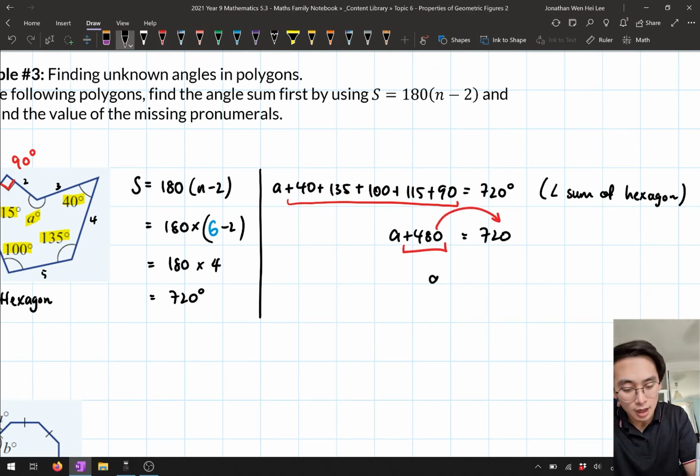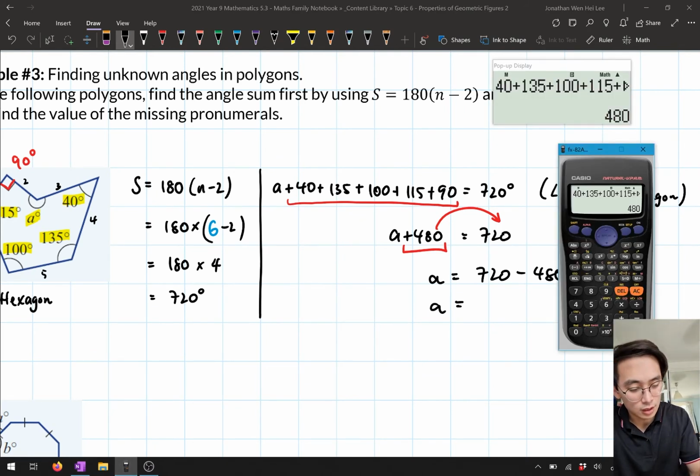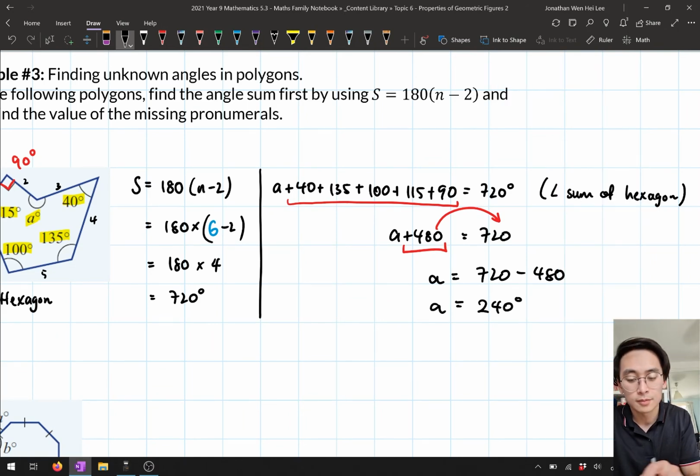And so here, A is going to be equal to 720 minus 480. And so A is going to equal 720 minus that answer, 240 degrees.